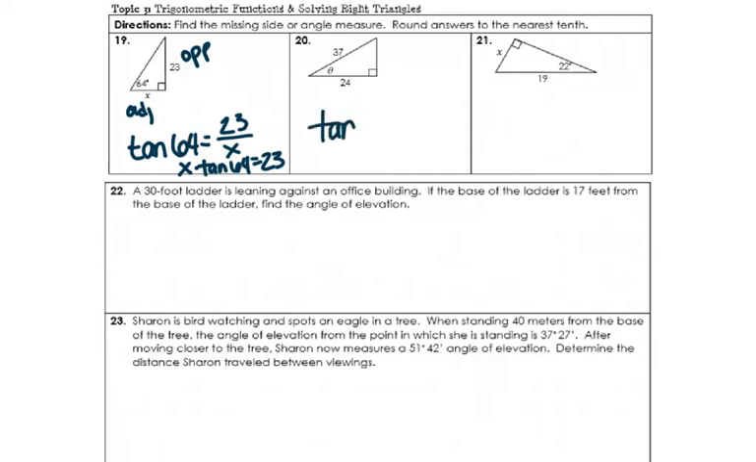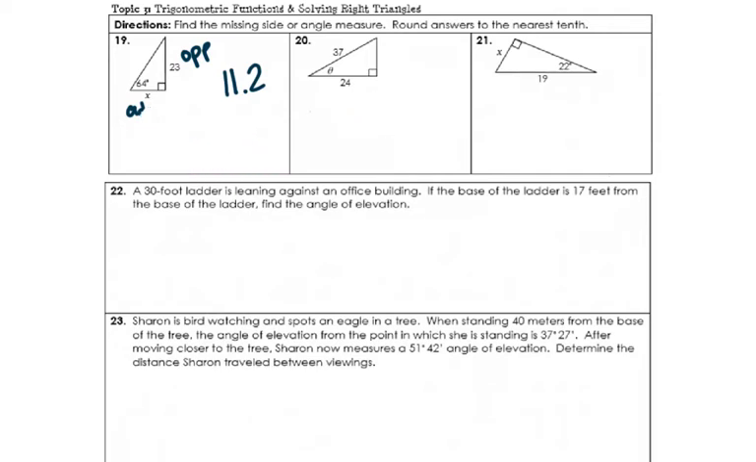So here's what you would type in your calculator. 23 divided by tan 64. Make sure your calculator's in degree mode or you're going to get the wrong answer. The answer is 11.2. And if I tell you to round to the nearest tenth, make sure you actually do that, because if you type in extra numbers, you're incorrect.